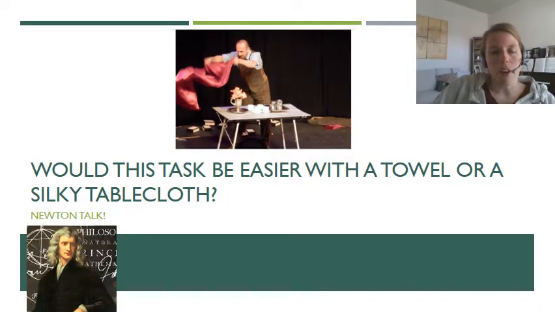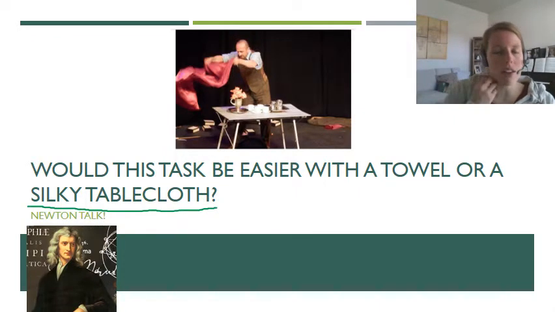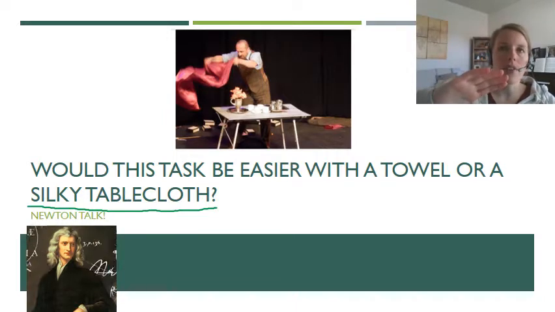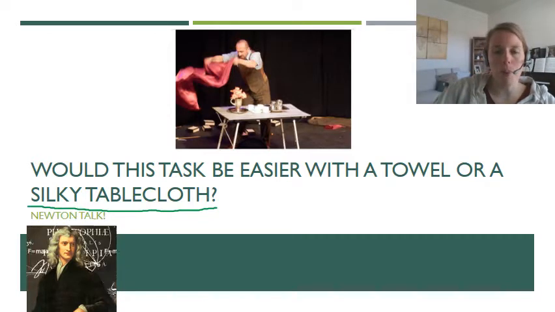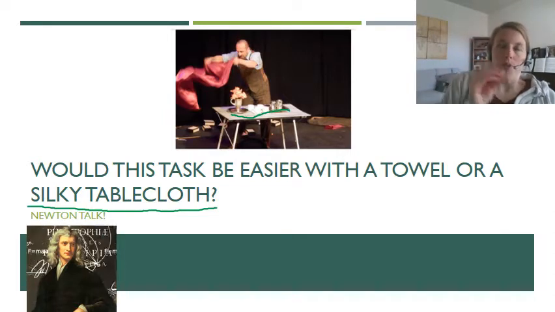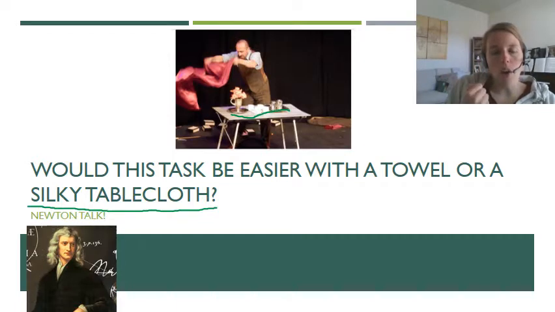Another question I want to stop and have you think about is, would this task be easier with a towel or a silky tablecloth, and why? I hope you agree with me that a silky tablecloth would be a lot easier to complete this because there's a lot less friction. Friction is that force that would stop this from happening so easily. So if there was a towel under there, a towel with all those little loops on it, as you pull it out, there would be a much greater force to overcome than with a silky smooth tablecloth. So there are other factors that go into it as well.